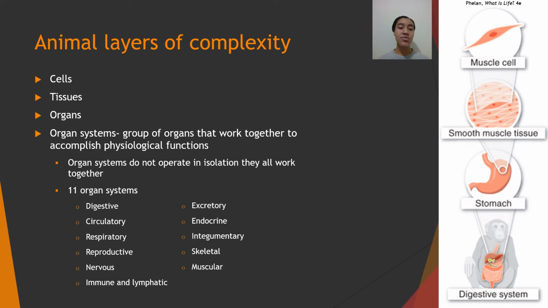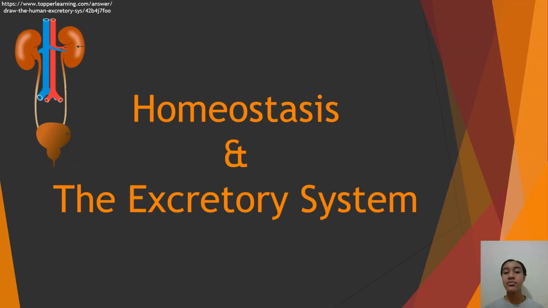And there are 11 different organ systems that are recognized in animals. You can see a list here, some examples: digestive, excretory, endocrine, skeletal, nervous. We'll talk about all of these for the rest of the semester. And today, we're going to focus on the excretory system. And then as we go through the semester, we'll talk about how each of these systems functions and how they relate to each other. So now that we've talked about some basics of animal physiology, we're going to actually get into the actual material. So we're going to begin with homeostasis and the excretory system.